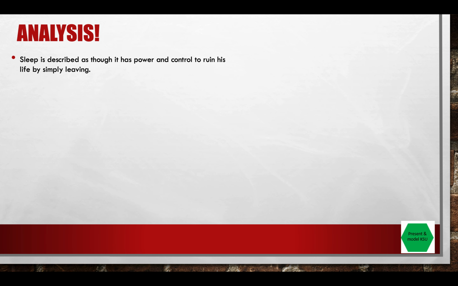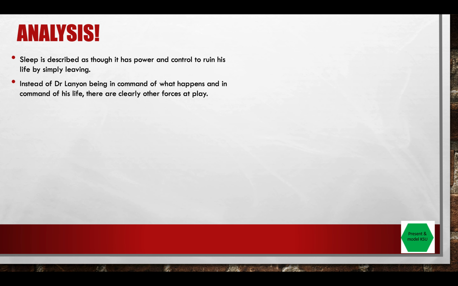So let's first look at the personification of sleep as having left Dr. Lanyon. Sleep is described as though it has power and control to ruin his life by simply leaving. Instead of Dr. Lanyon being in command of what happens and in command of his life, there are clearly other forces at play. Even sleep itself has come to life and decided to run away as a form of torment.